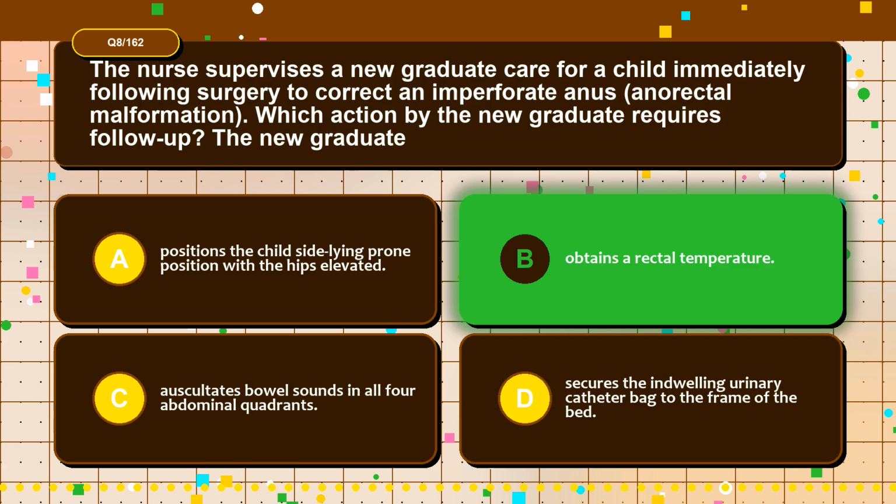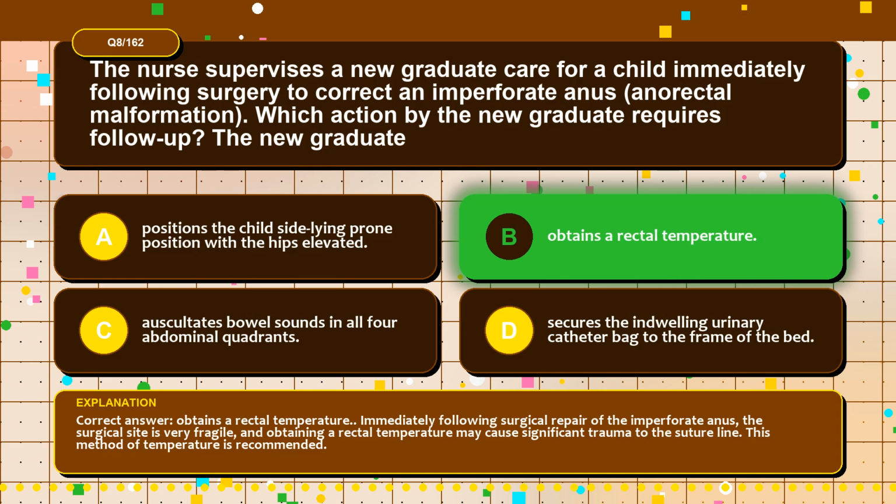The correct answer is option B, obtains a rectal temperature. Immediately following surgical repair of the imperforate anus, the surgical site is very fragile, and obtaining a rectal temperature may cause significant trauma to the suture line. This method of temperature is not recommended.